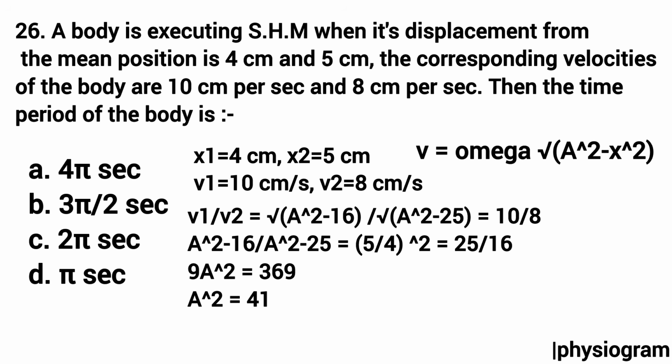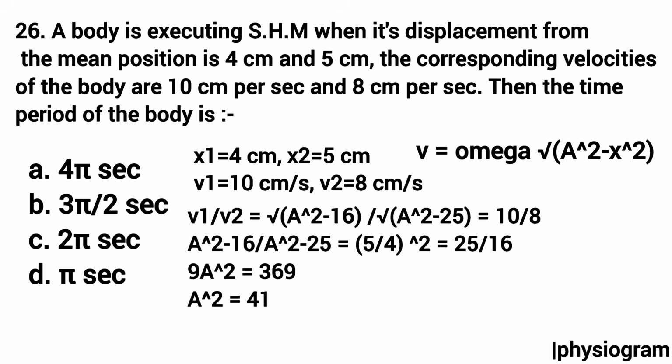So at x equals 4 cm, velocity v1 will be equal to omega root over a square minus 4 square, which equals 10, and for x equals 5 cm, v2 will be equal to omega root over a square minus 5 square, which equals 8. Now divide both the equations to eliminate omega, that is v1 by v2 equals root over a square minus 16 by root over a square minus 25. So we'll get here 5 by 4.